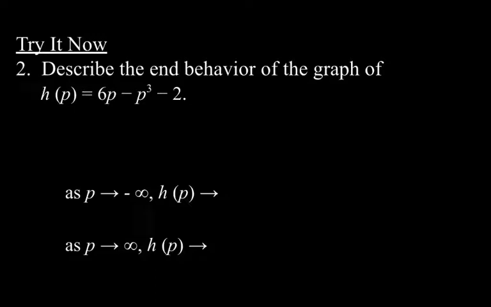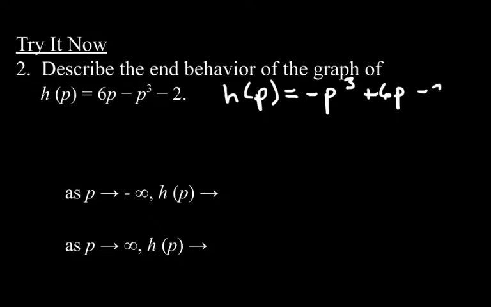Describe our end behavior here. Again, we talked about we need to rearrange, so let's go ahead and write this in standard form. So h of p, they're using other variables here besides just x's, and that's fine. h of p equals, and we had rearranged this to be negative p cubed plus 6p minus 2. So our degree is the exponent, so that's going to be 3. And once again, that is odd.